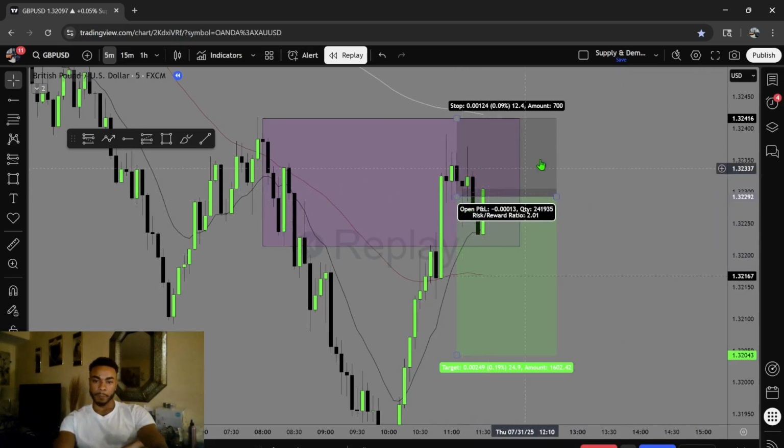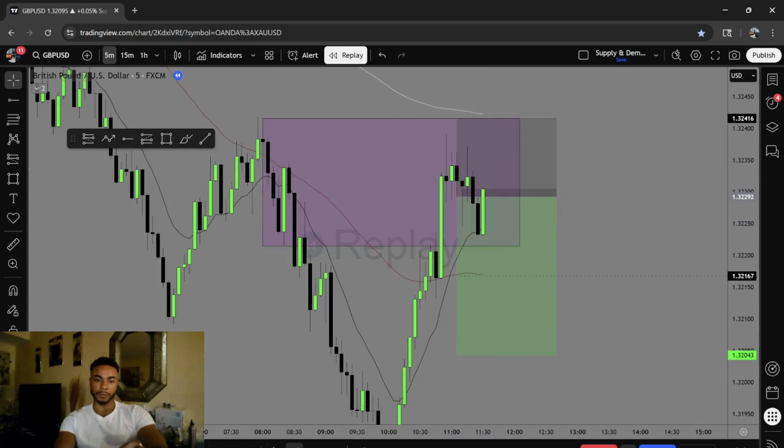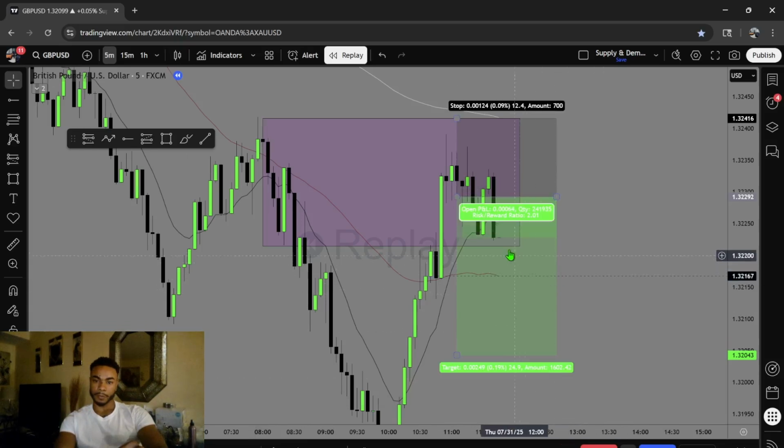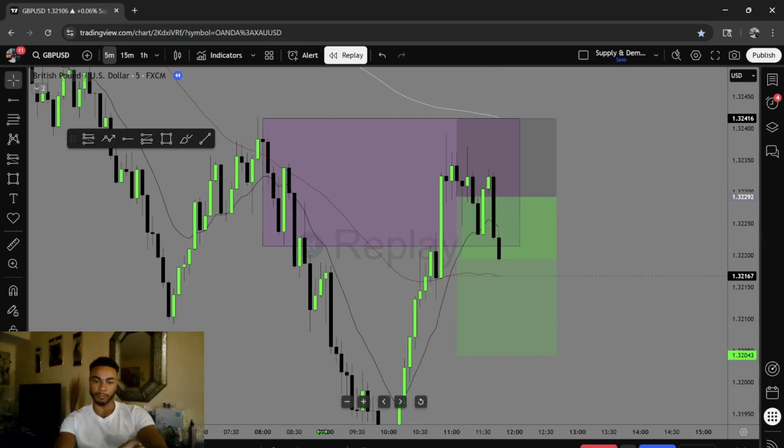So right here, price started pushing back after it created this low. Price came back up and started pushing back down, and broke this last recent low that I made right here on the 5 minute. It almost hit my 1-to-1 and started pushing back up.